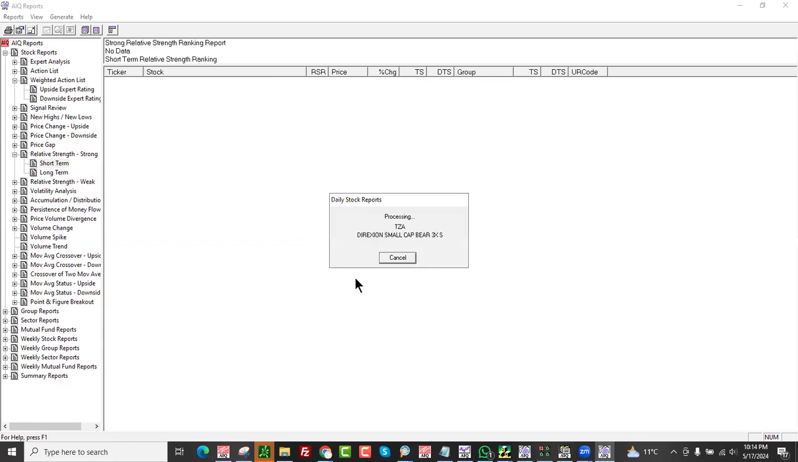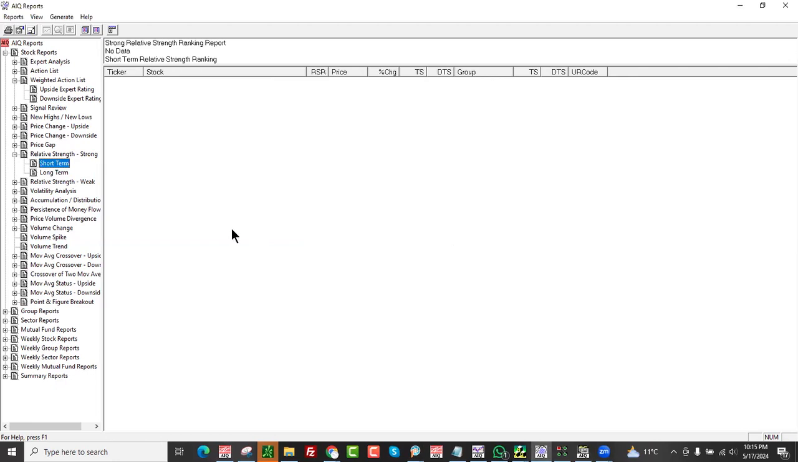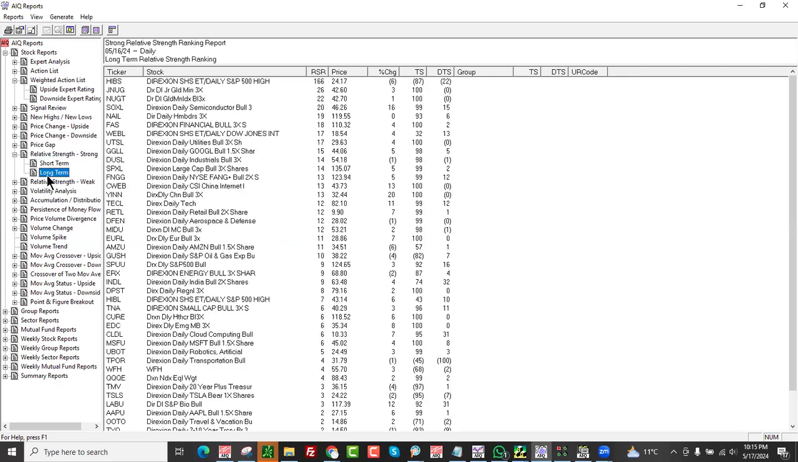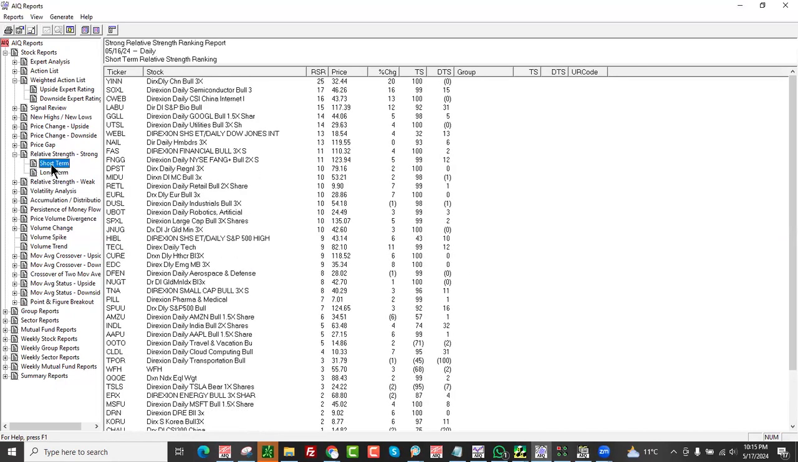So it's just going to generate this. I don't have groups or particularly want to run in here, and I don't particularly care about mutual funds. All I'm after is getting the stock reports at the moment. That's because there's no data in there. So what we've done here is very quickly run the relative strength report.